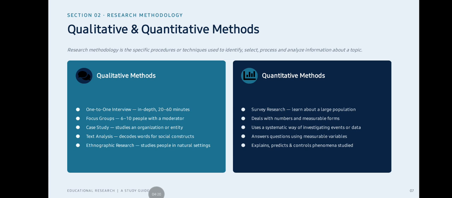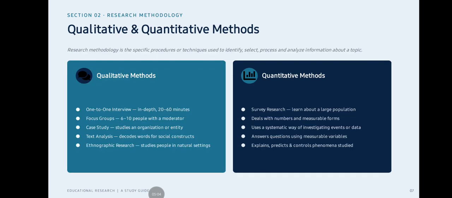Qualitative and quantitative methods. Research methodology is the specific procedure or techniques used to identify, select, process, and analyze information about a topic. Qualitative methods: one-to-one interview in depth 20 to 60 minutes, focus groups that is 6 to 10 people with a moderator, case study, studies an organization or entity, text analysis, decodes words for social contracts. Ethnographic research studies people in natural settings.